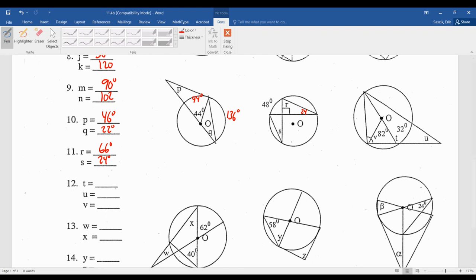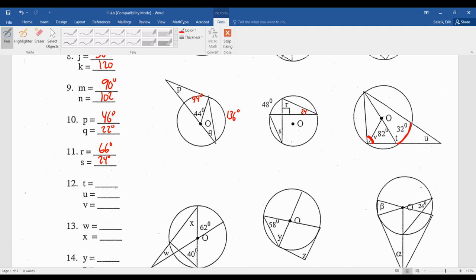Okay, now let's see what we got here. So in this next one, it's a little bit confusing in this diagram maybe. V is this entire angle. Okay. 82 is that central angle. 32 is this arc here. Okay. So let's see what we can do here.